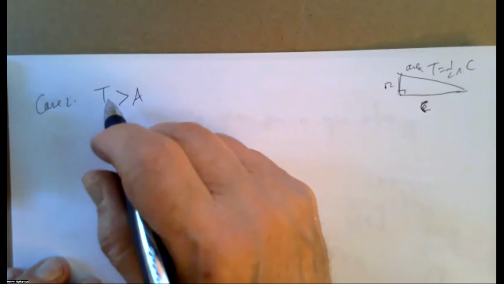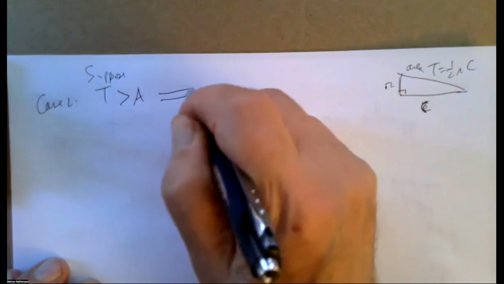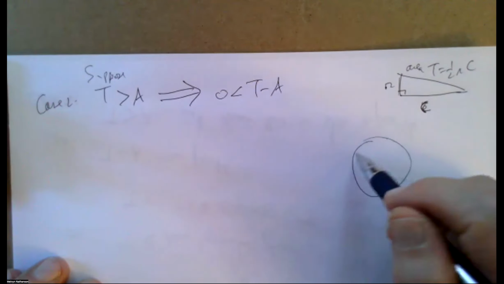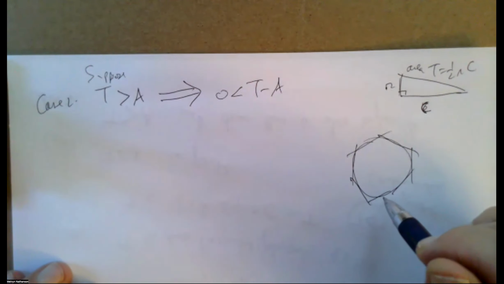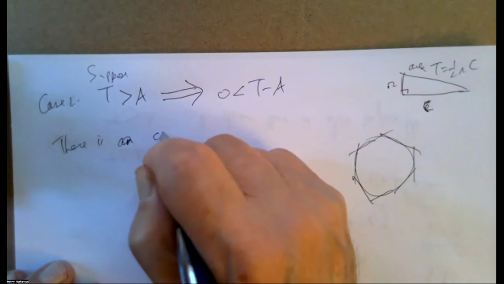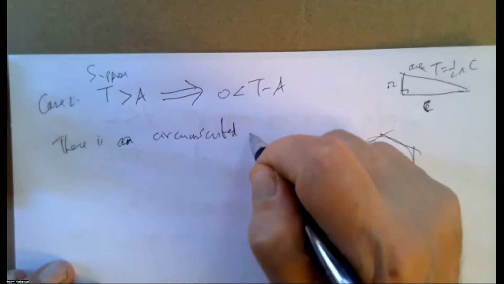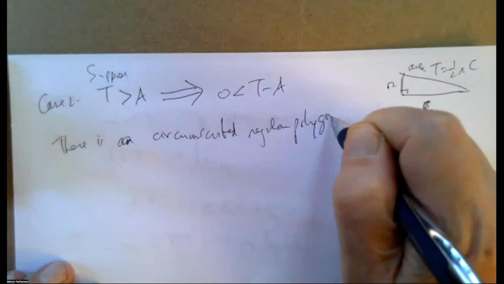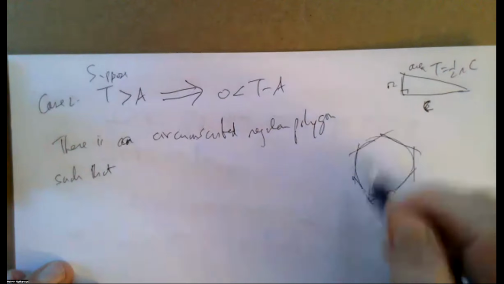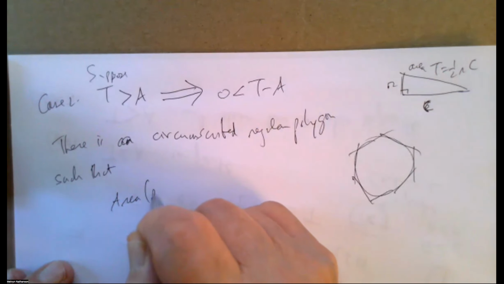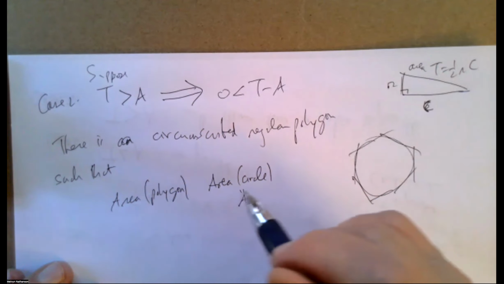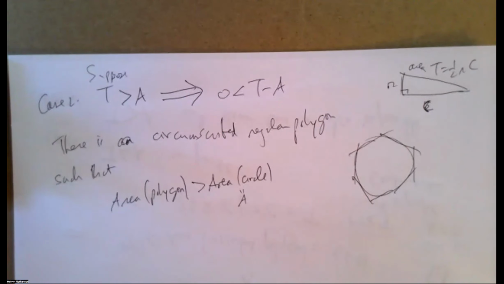So suppose T is bigger than A, which implies T minus A is positive. So there is a circumscribed regular polygon. That is, you can circumscribe a polygon around the circle. Now the polygon contains the circle, so the area of the polygon is bigger than the area of the circle, which is A. So the area of the polygon is bigger than the area of the circle.